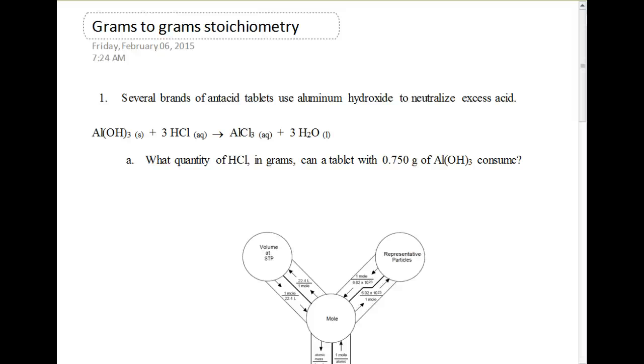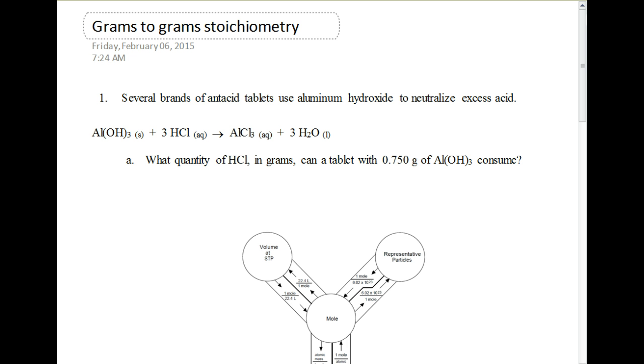Today's video is about grams to gram stoichiometry. So remember, stoichiometry was that very useful and very helpful aspect of chemistry that allows us to convert from moles of one thing to moles of another thing, which is very helpful in chemistry. We can predict the amounts of products, we can predict the amounts of reactants needed to produce those products, and so let's look at a real life example here.